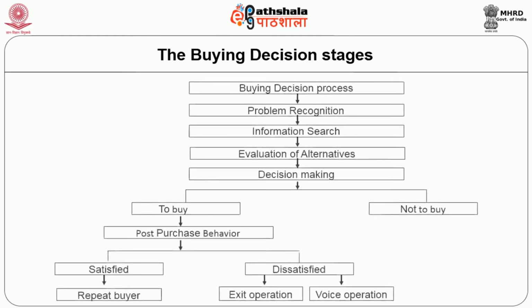Now, we are to discuss the buying decision process. The buying decision process consists of stages like problem recognition, information search, evaluation of alternatives, and decision making whether to buy or not to buy. If decided to buy, then post-purchase behavior. If he is satisfied, he will make a repeat purchase. If he is dissatisfied, he will give an exit opinion or voice option.